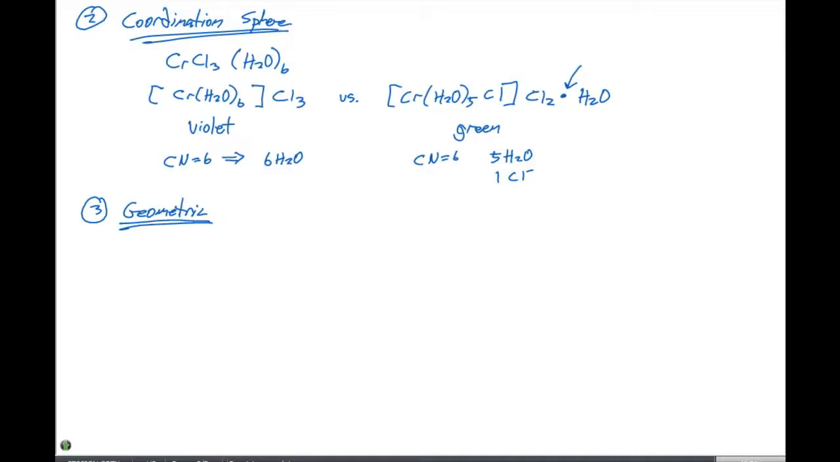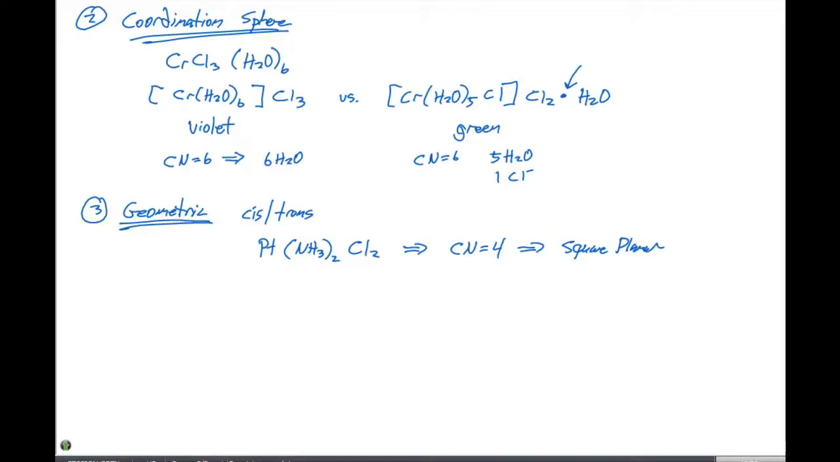We briefly touched on cis and trans isomers the other day in class. Cis and trans isomers fall into the geometric isomer category. One of the classic cases of cis-trans isomers is Pt(NH3)2Cl2. This particular complex has a coordination number equal to 4, and it's a square planar complex.